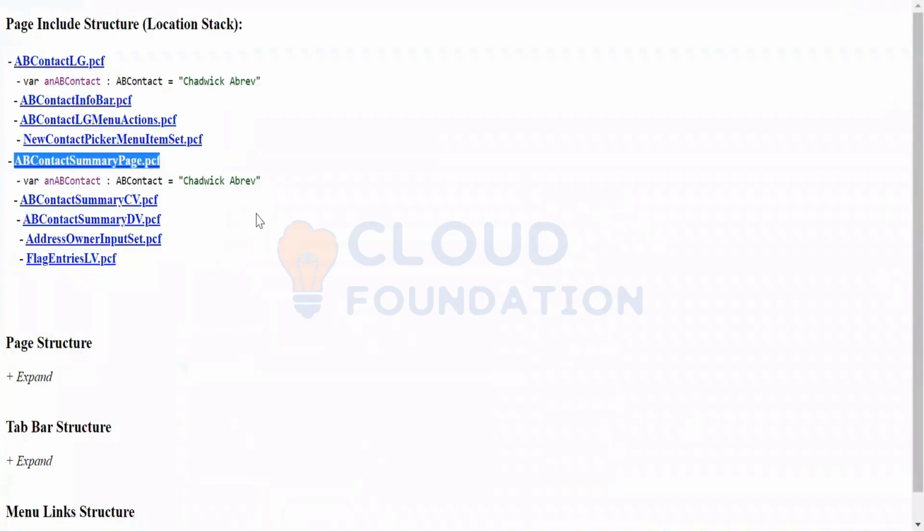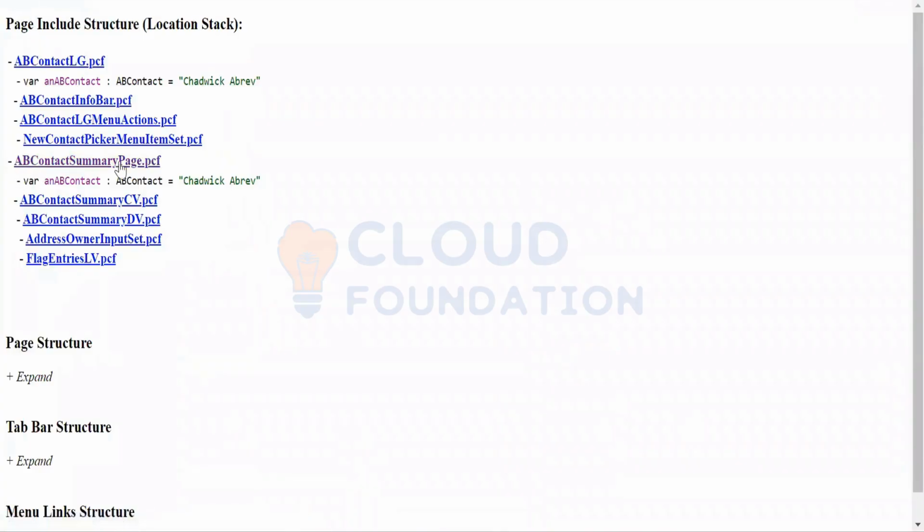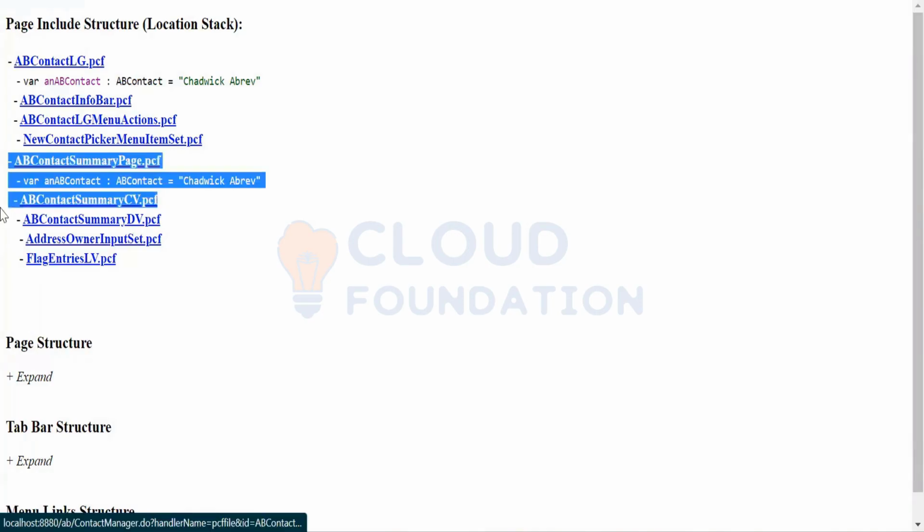You can see here that if you minimize this page, you can see AB contact, inside AB contact we have AB contact summary. You can see it is at extreme left and it is a child of this. I understood that.